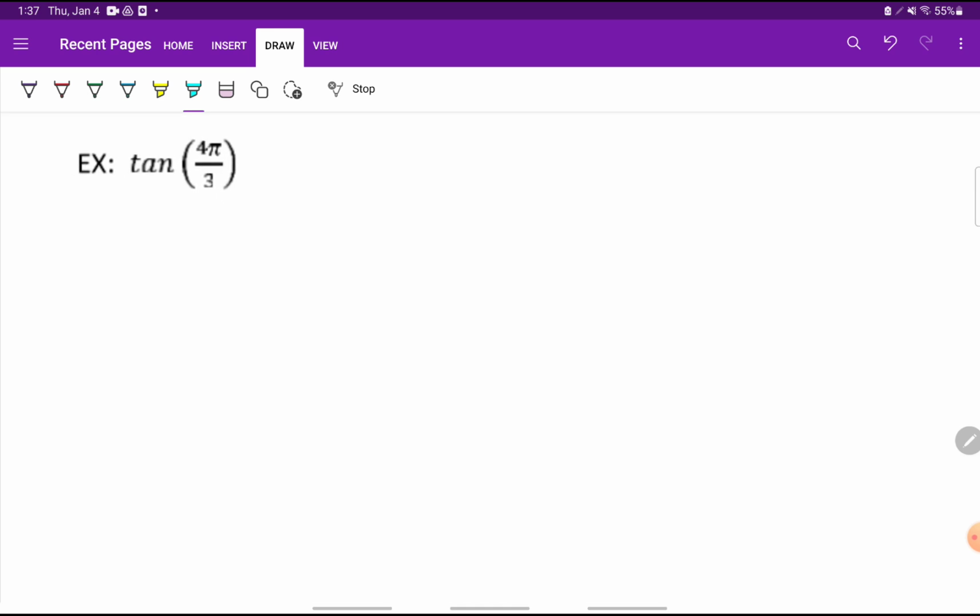Next up, tangent of 4 pi over 3. So right away I look at this, I see the 3, and that tells me I have a 60-degree reference angle. I just need to figure out which quadrant I'm in.